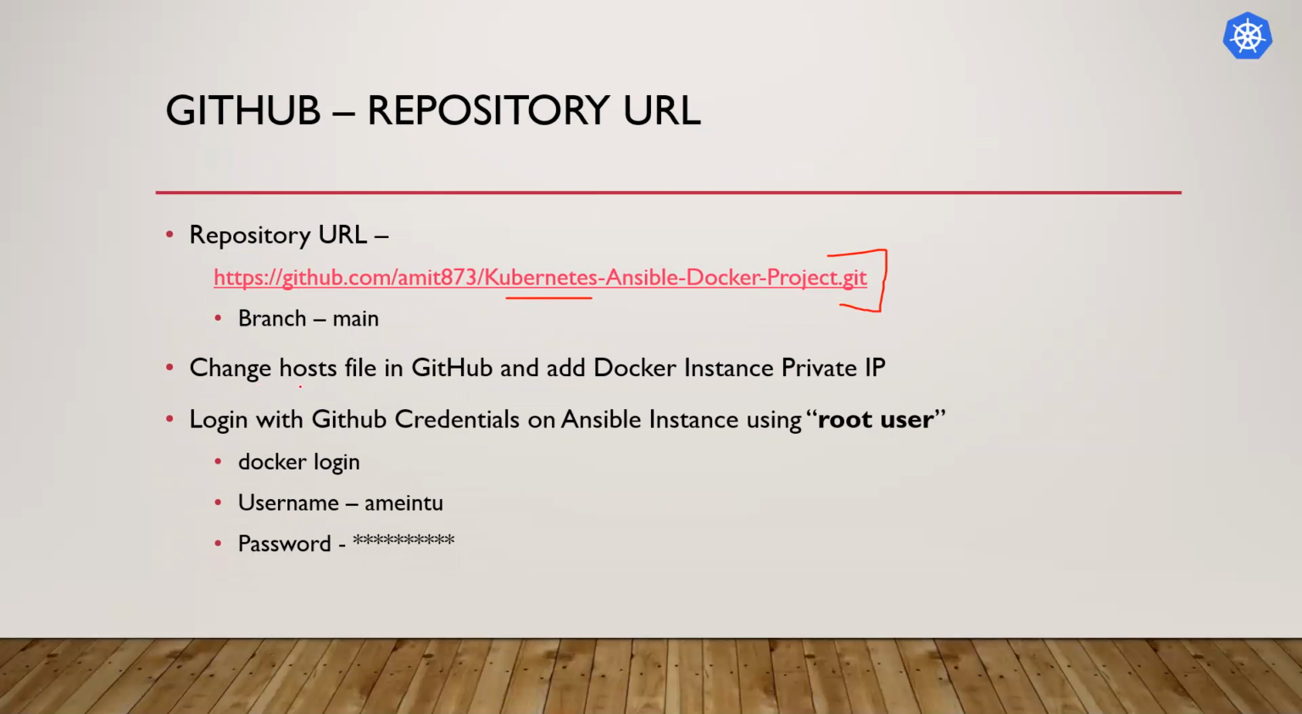And this is the main thing, because we need to change the host file in the GitHub and change the Docker instance private IP, because currently we have not created the system, so we don't have any instance IP so far. So when we create this instance, we will update the instance private IP in the GitHub host file. And after that, we will log in to Docker Hub using the root user, using the command docker login.